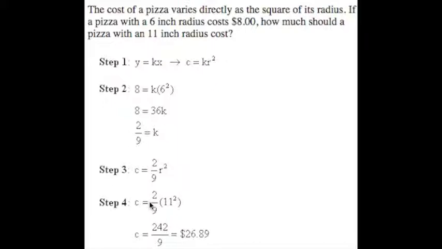So we plug everything in. We know in this case we have an 11-inch radius. Basic algebra, you find that the cost equals 242/9. Now, of course, you'll have to convert that into dollars, but that's basic math. As long as you know how to get through this process, you've got the gist of it.